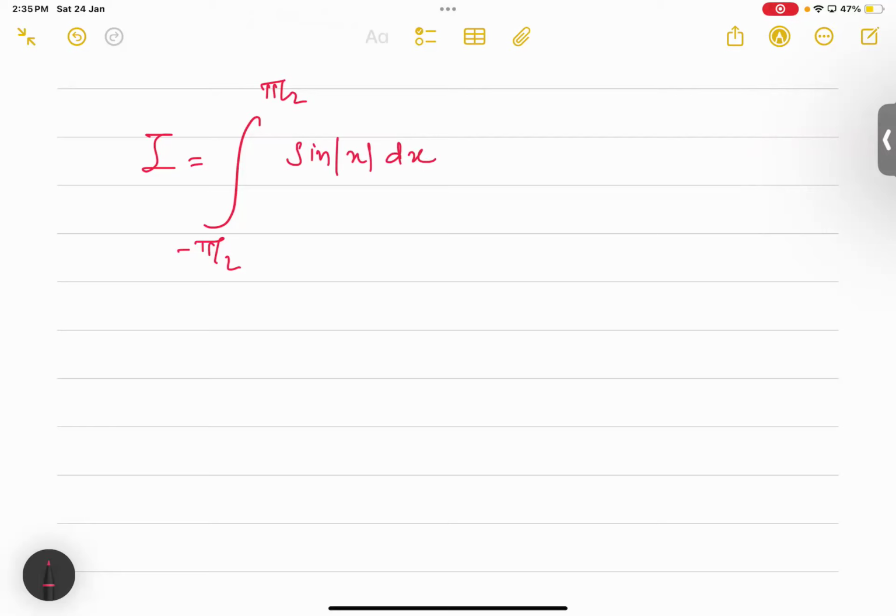Now, of course, it is minus a to a, but I will not go into even and odd because there is modulus in the problem. Don't go ahead with even and odd. Now, where is minus pi by 2 to pi by 2? This is 0. This is pi by 2. Minus pi by 2. From here to here: first and fourth quadrant. Did you understand?